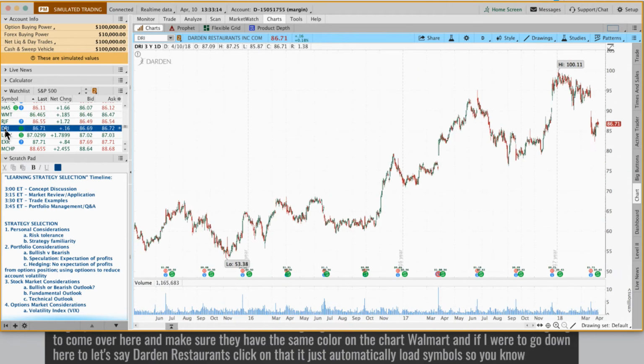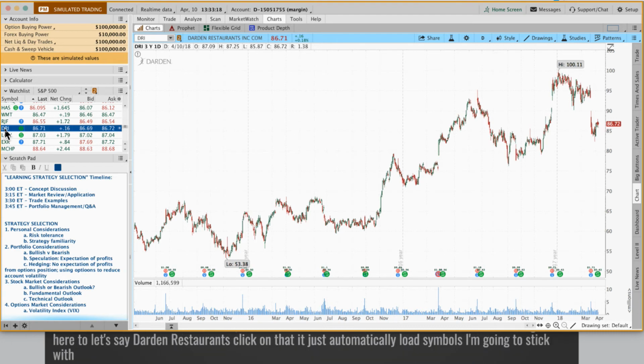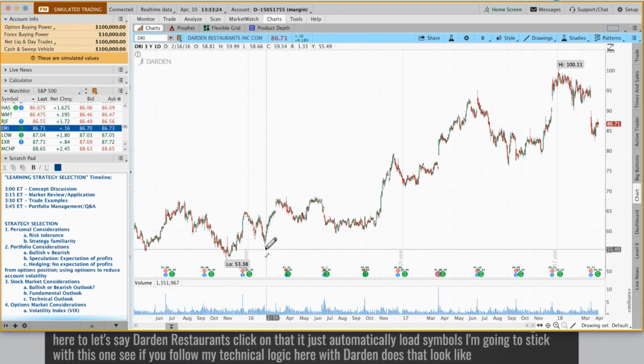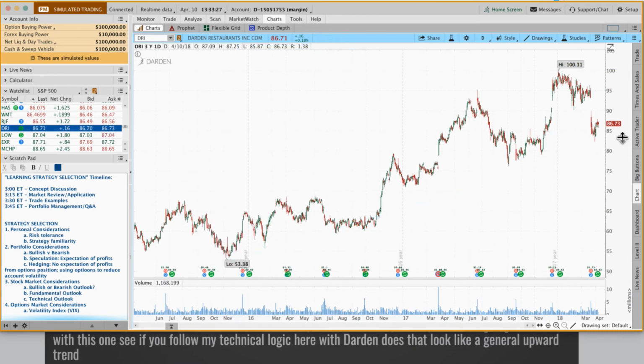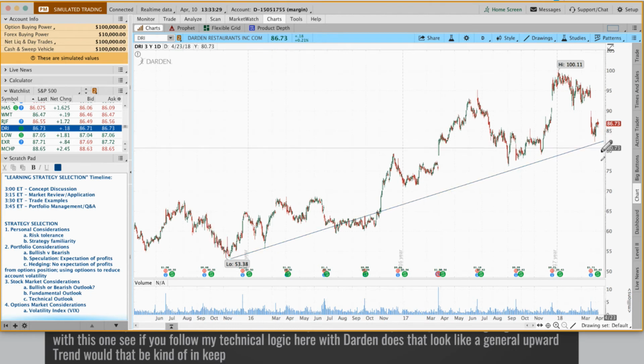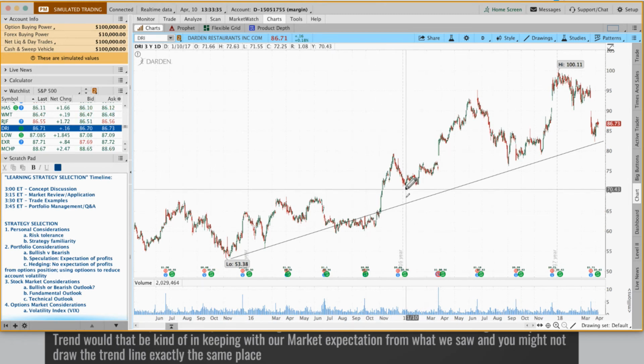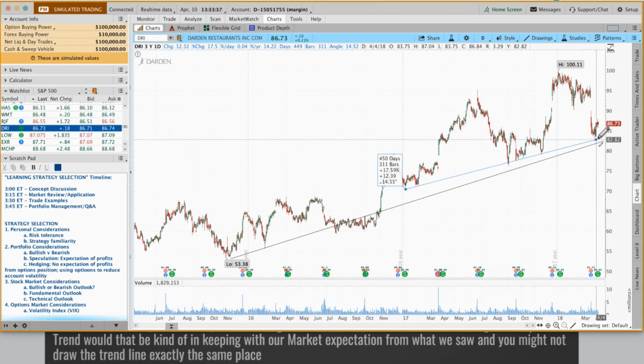So, you know what? Actually, since we're here on Darden Restaurants, I think I'm going to stick with this one. See if you follow my technical logic here. With Darden, does that look like a general upward trend? Would that be kind of in keeping with our market expectation from what we saw? And you might not draw the trend line exactly the same place that I did. You might draw one that's a little bit shorter term right here.